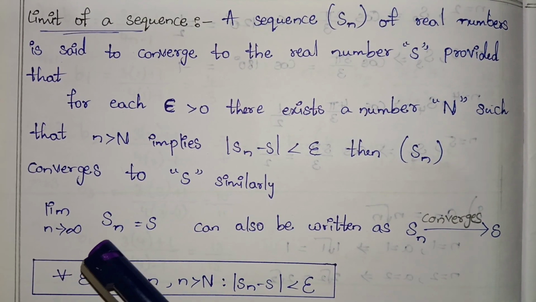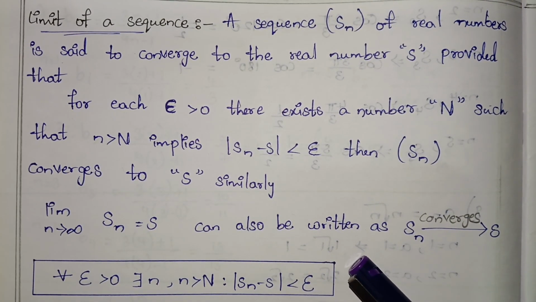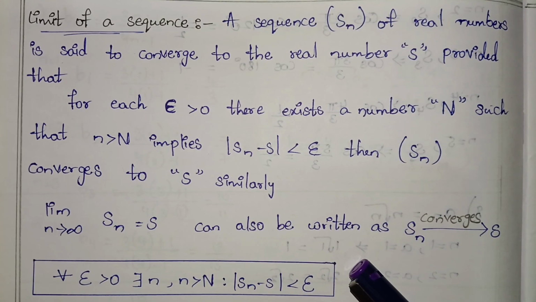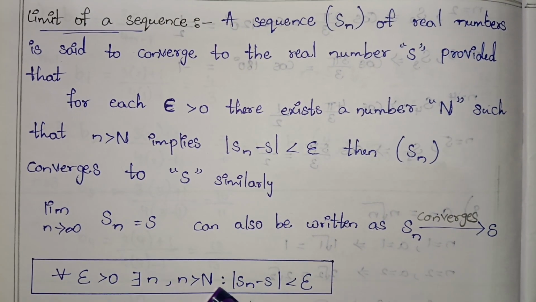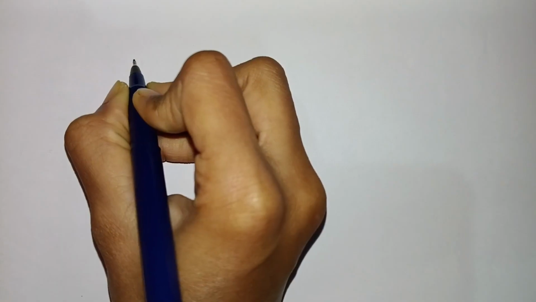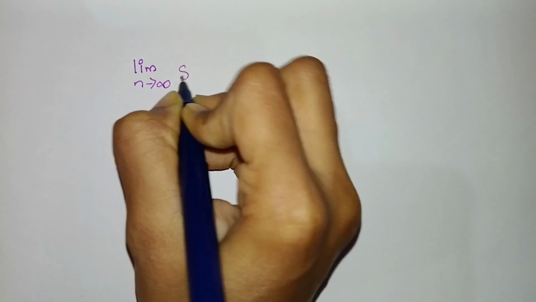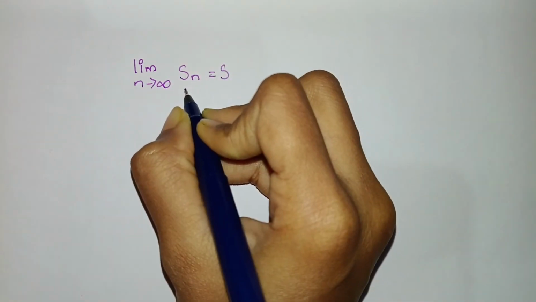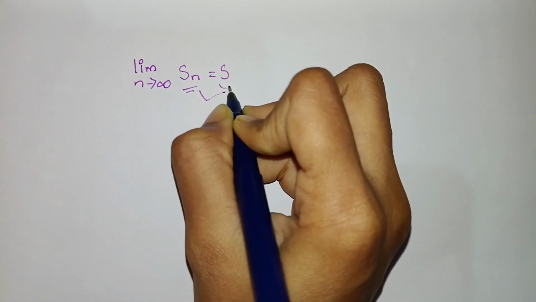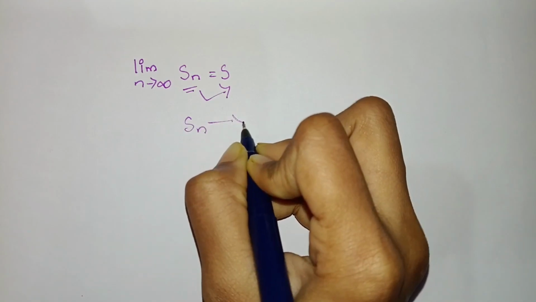Or simply, we can write this definition in a single sentence like this. For each epsilon greater than 0, there exists N such that for n greater than N, |Sn - S| is less than epsilon. So remember this one: if for a sequence the limit exists, like this, limit n tends to infinity Sn equal to S, which means for a sequence Sn there exists a limit, then we can say that Sn converges to S.